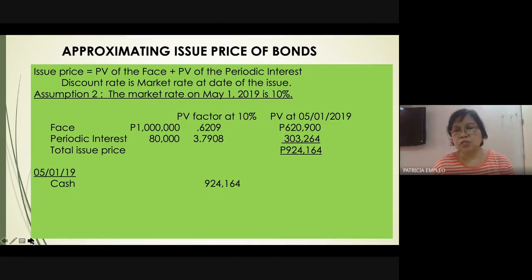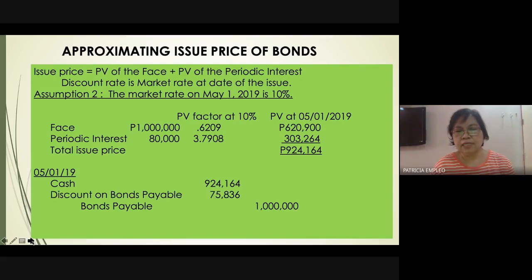Based on this, our entry to record the issue of the bonds on May 1, 2019 is to debit cash equal to the issue price of 924,164, credit bonds payable for 1 million, and your balancing figure here is a debit. So debit discount on bonds payable 75,836. Again, to the question, what is the initial measurement basis of the bonds payable? The answer is still the issue price of 924,164.